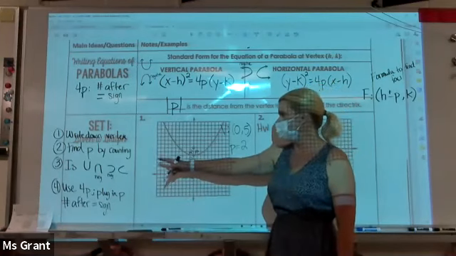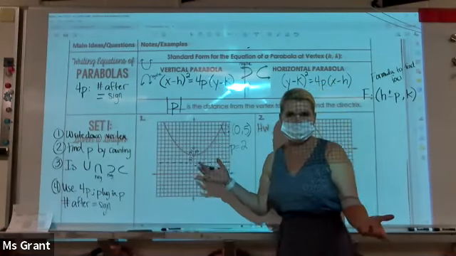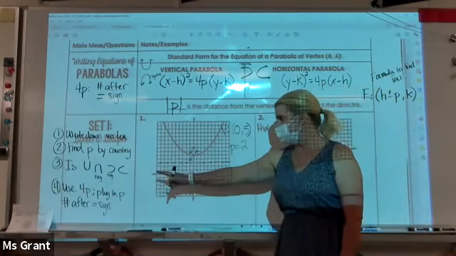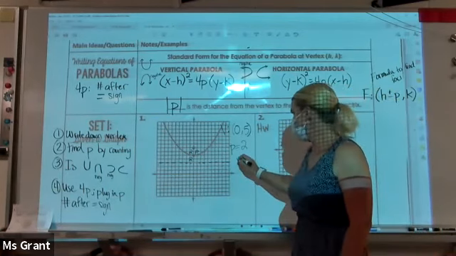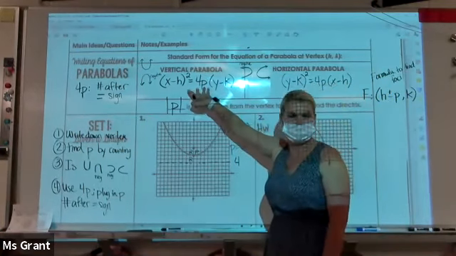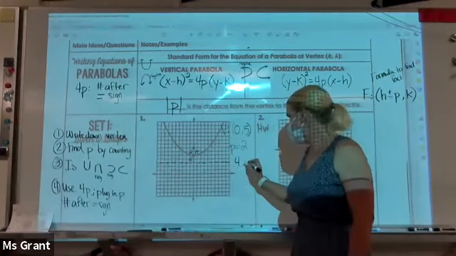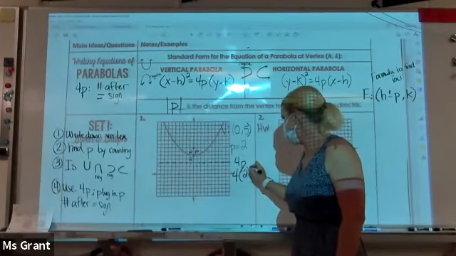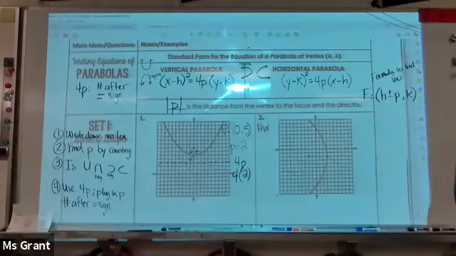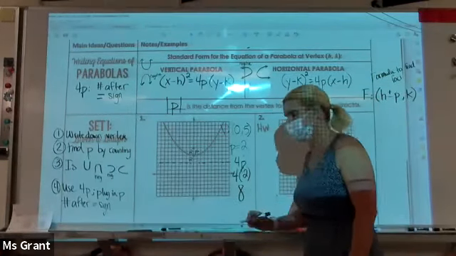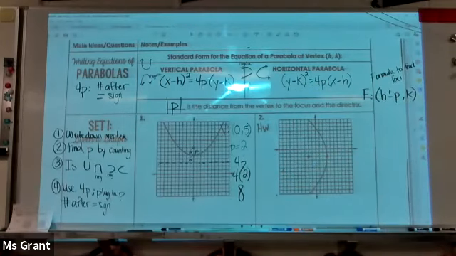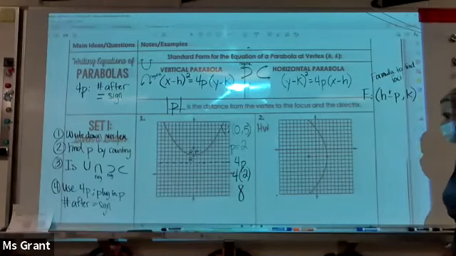Number 3, is it up, down, left, or right? Well, obviously it's upward. Step 4, use 4P, because remember that's the number right after the equal sign. In this case, P is 2. So since P is 2, that's an 8. The number after my equal sign is going to be 8.